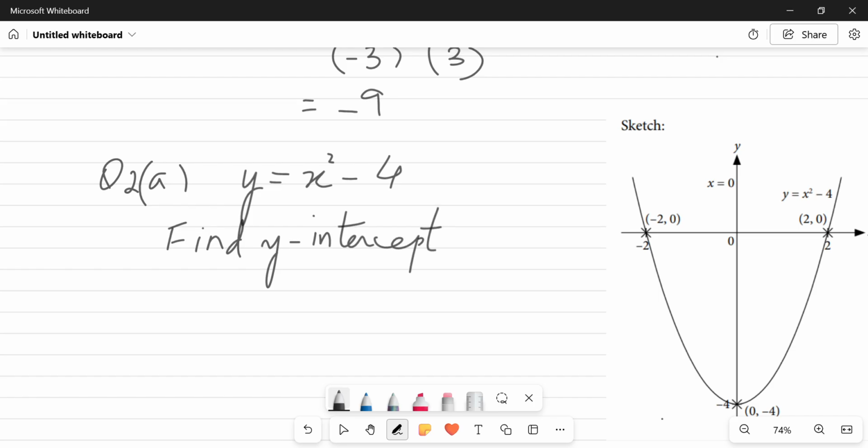So I'm going to find the y-intercept when x is equal to 0. When x is equal to 0, you need to substitute 0 in the equation, right? So y is equal to 0 squared minus 4, right?